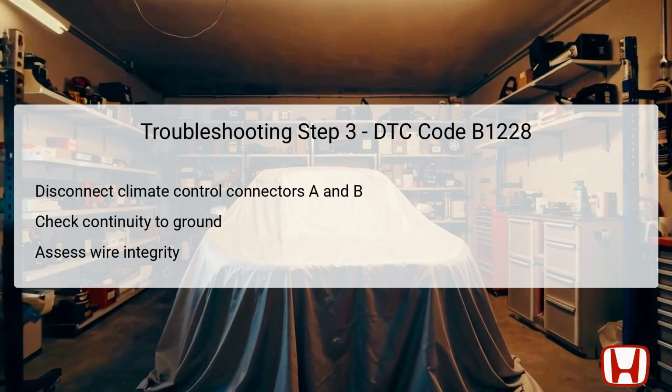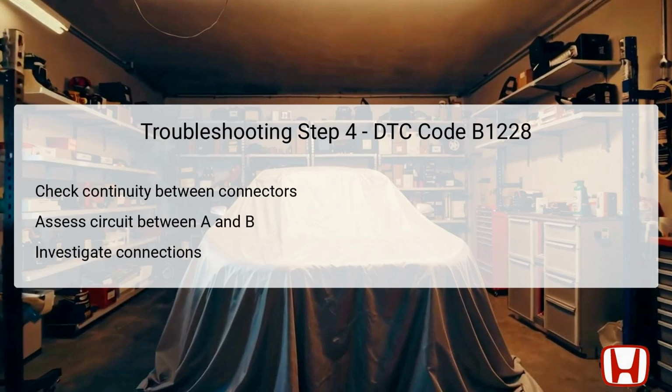If continuity is found, proceed to investigate the wiring between the climate control unit and the sensor further. If not, you will have to move on to the next troubleshooting step to clarify where the failure is occurring. In this step, you will need to check for continuity between climate control unit connector A, 28P, terminal number 24, and climate control unit connector B, 12P, terminal number 10.